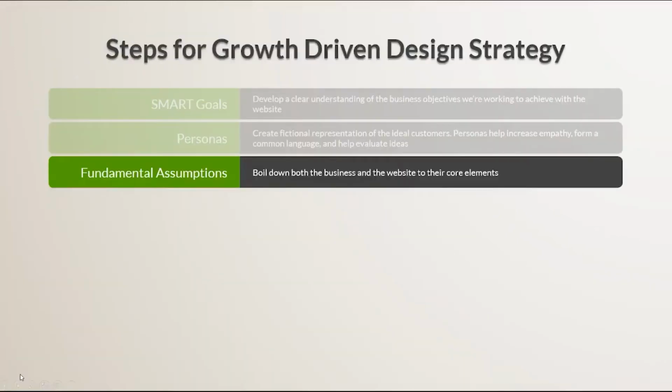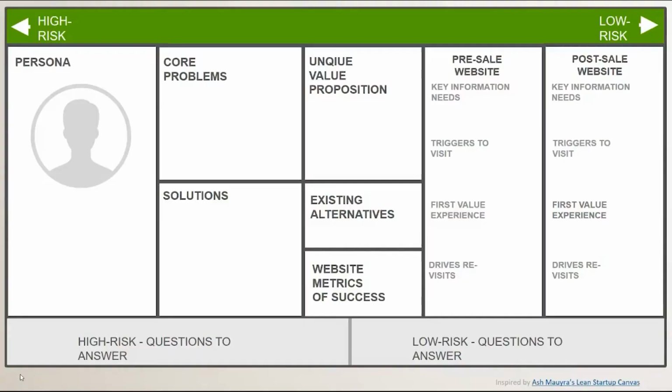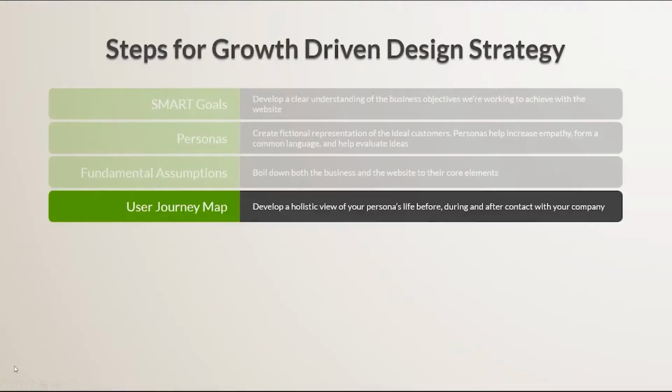Now that we know who our buyer personas are, we need to start making some fundamental assumptions about them and how they will use the website. Let me explain. The assumptions that we make may or may not be true at this point, but they're our best guess about the problems we think our personas are facing and solutions that can solve their pain. From our assumptions, we can start creating value propositions and start mapping out the buyer's journey, which is the next step in planning your website strategy.